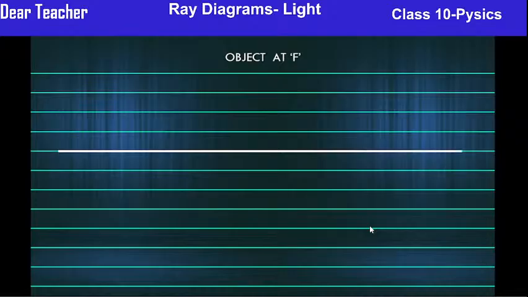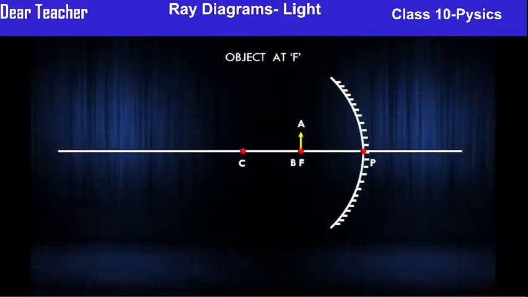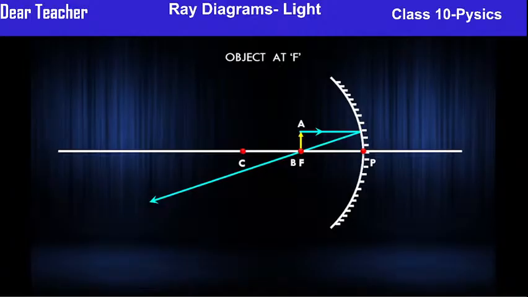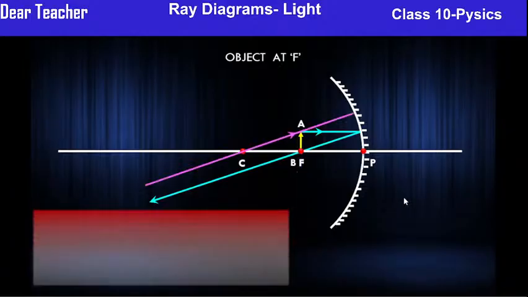Draw principal axis, draw a mirror, mark pole, mark focus, mark C, and mark the object at F. So I told you, you have to draw a parallel line. Incident ray is parallel. It goes through the focus. Again, one more ray through the focus. Okay, it is not meeting. Somewhere it will meet here. Okay, it is not meeting. So then both rays are meeting at F only.